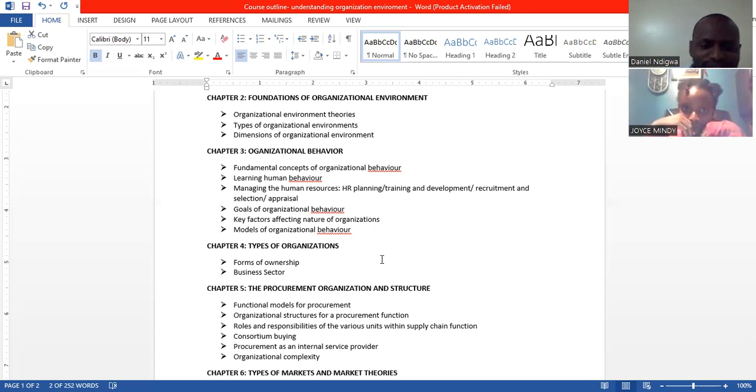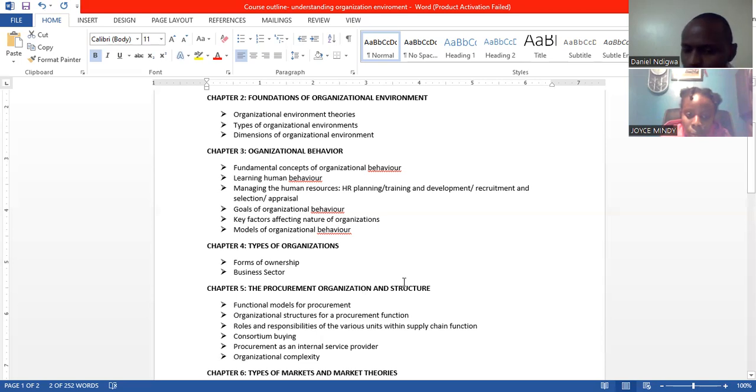I now understand. Then we have different business sectors. For example, we have the public sector. And this is a sector that is basically fully run by the government. We also have the private sector. And we also have another sector called the third sector. And the third sector will include the NGOs, non-governmental organizations.